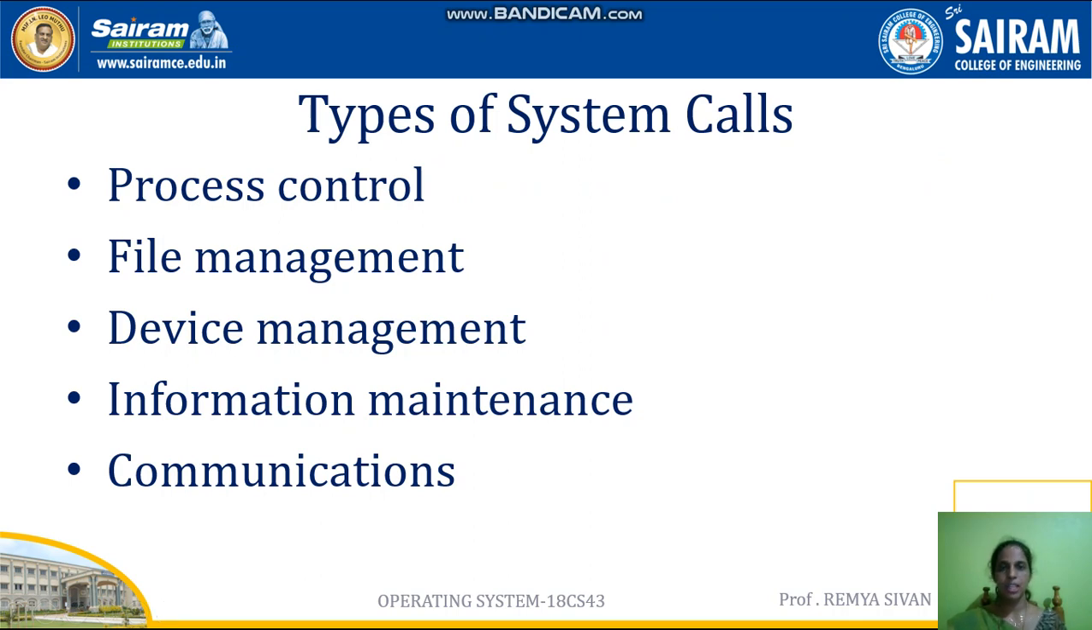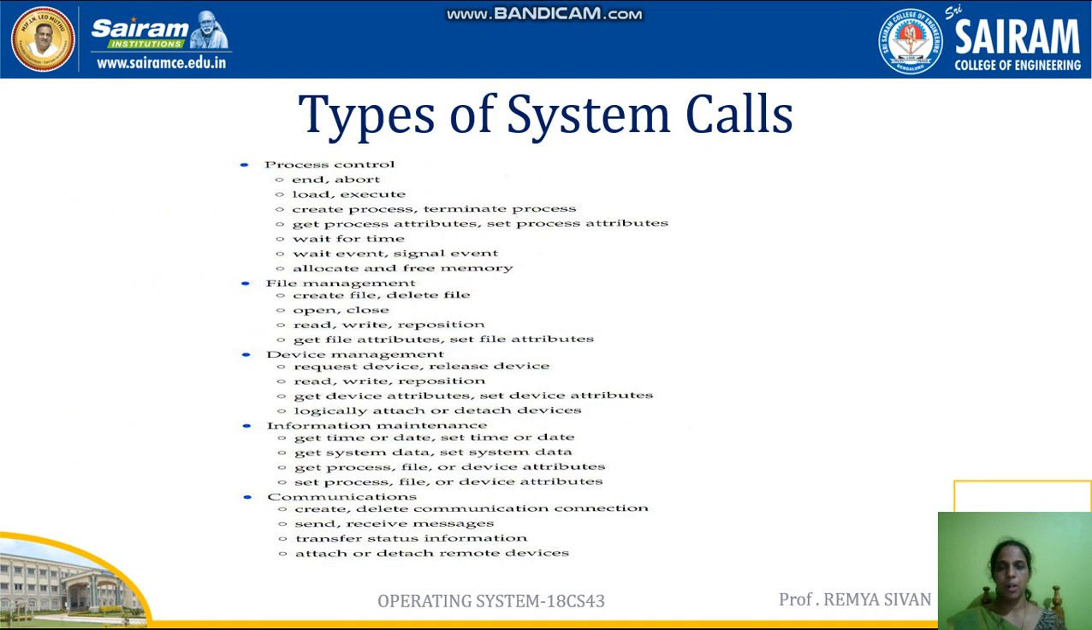There are different types of system calls. Main types of system calls are process control, file management, device management, information maintenance, and communication. In process control, there are calls to end a process, to abort a process, to load a process, to execute a process. For everything related to a process, to create a process, to schedule a process, we have a system call. Like that, to create a file, delete a file, open a file, close a file, read, write, everything we have a system call. In that way, for device management, information maintenance, communication, we have system calls.